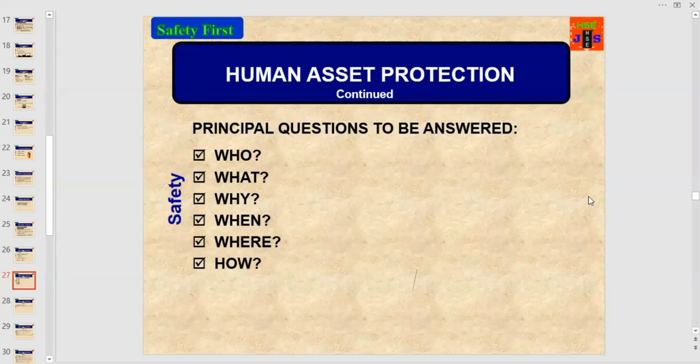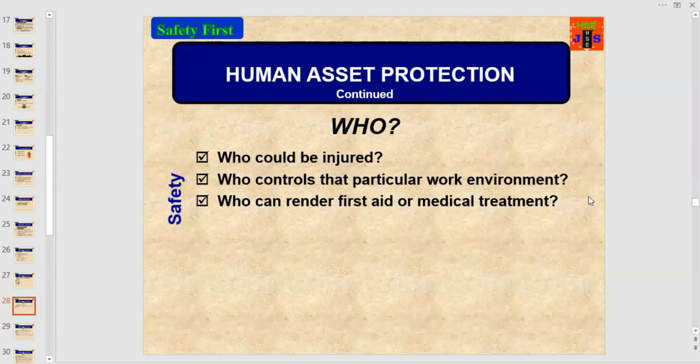There are principal questions, those need to be answered. Who, what, why, when, where, and how. Let us understand the use of these words one by one. Who? Who could be injured? Who controls that particular work environment? Who can render first aid or medical treatment?